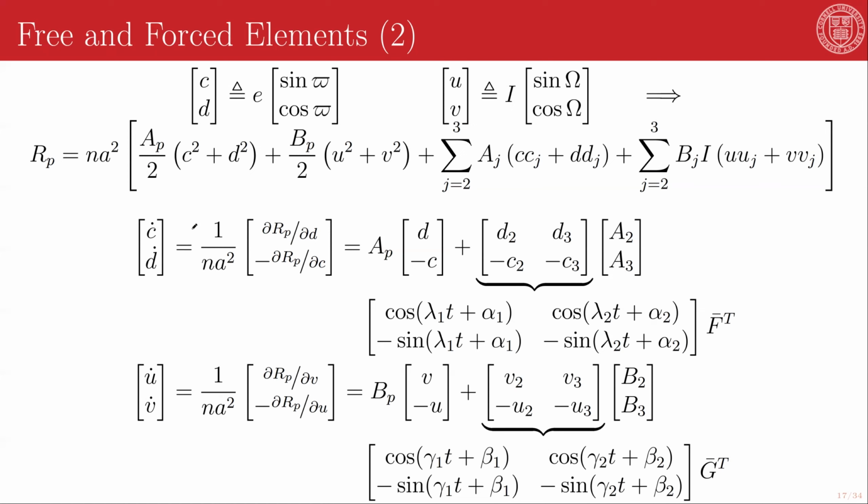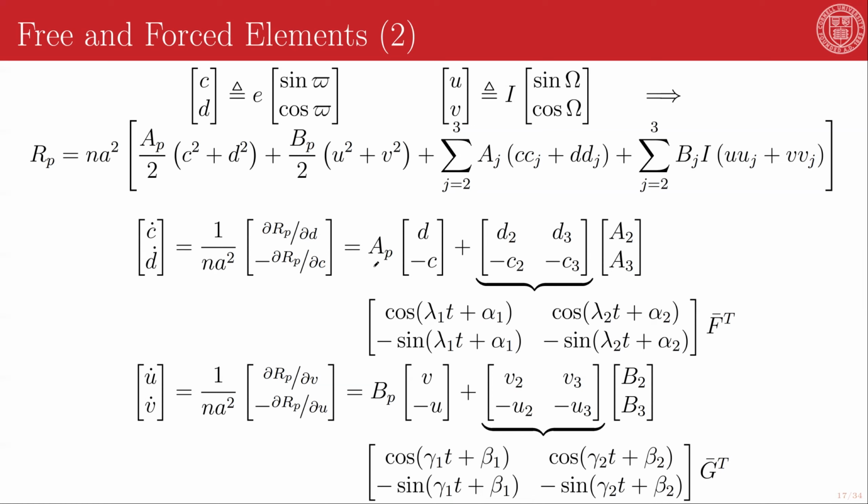The resulting differential equations, from applying the first order linearized Lagrange planetary equations, take the exact same forms as before. c dot and d dot are both 1 over n a squared, n being the mean motion of the particle, a being the semi-major axis of the particle, times the partial of the disturbing function for the particle with respect to d, and negative the partial of the same disturbing function with respect to c. We can once again write this as a linear system, although in this case it has a slightly different form.